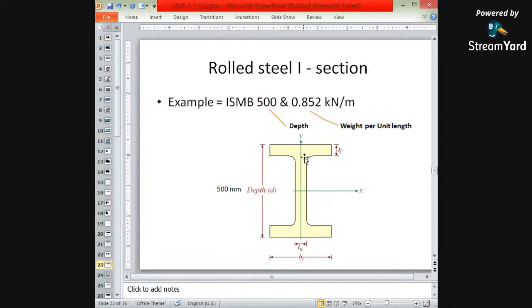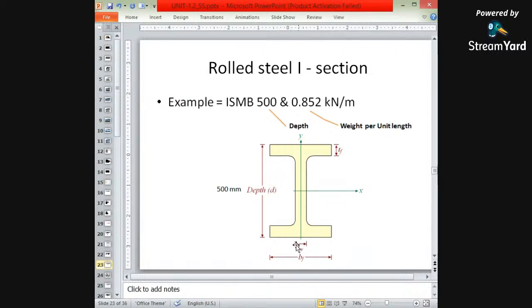This is nothing but the weight of this I section. What about this? It is written in this way: ISMB, Indian Standard Medium Beam, and it's 500. What does this 500 indicate? This 500 indicates the depth. From top to bottom is nothing but the depth. There is a top flange, there is a bottom flange. This thickness is nothing but the web. It is called the web.